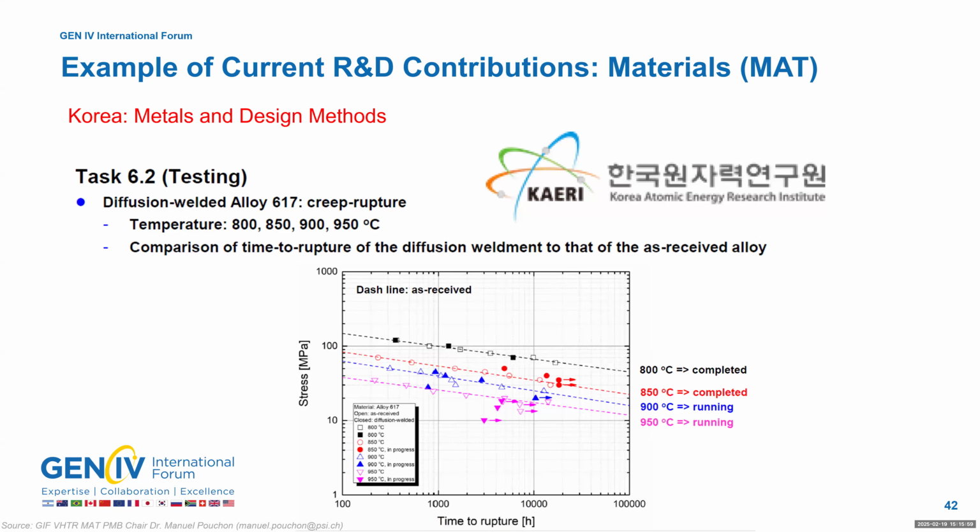In terms of one of the tasks currently ongoing, I picked an example here from the Korean member in the metallics and design methods area. This is a plot of the diffusion welded alloy 617 creep rupture. It shows the time to rupture of the diffusion weldment compared to that of the as-received alloy at various temperatures. If you go from 800 to 950 C, you can see the time to rupture being a function of temperature. Typically this data is what would be taken up into the materials handbook.